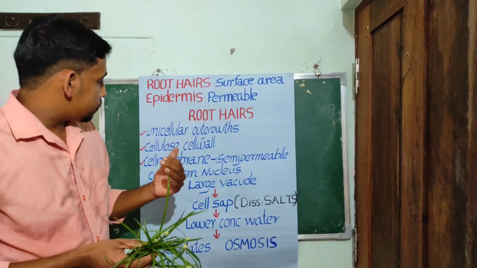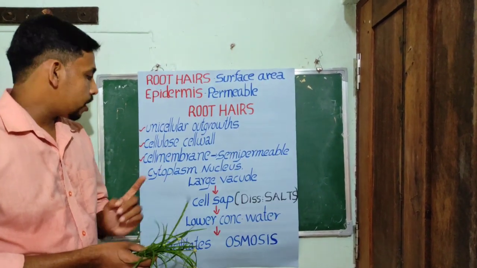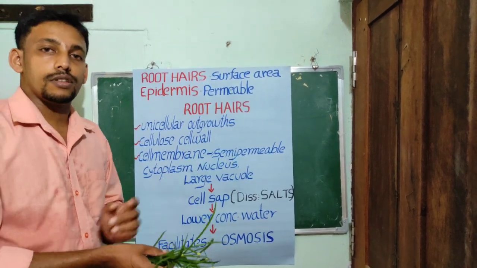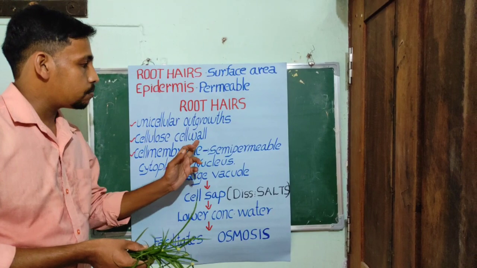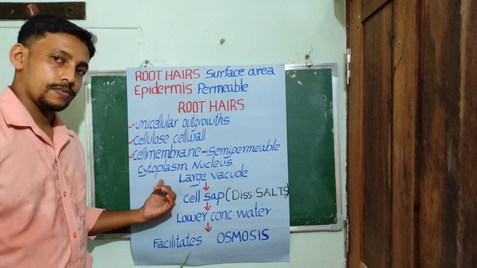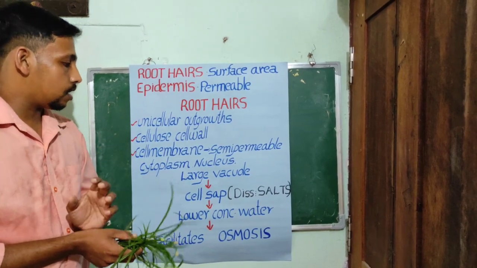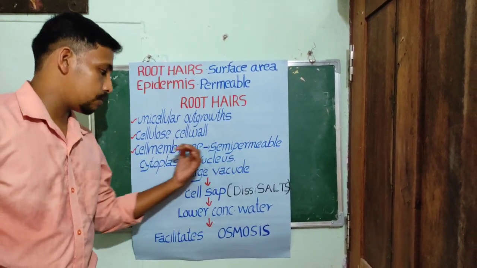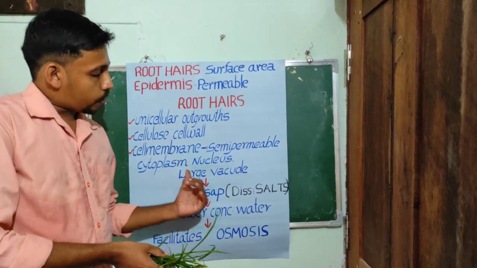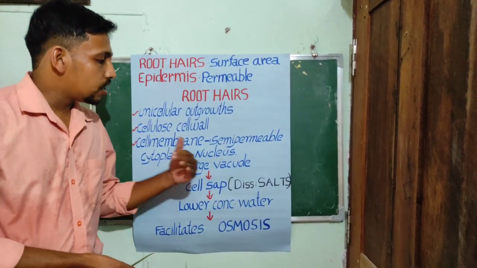And these root hairs have a cell wall made up of cellulose, and they have a cell membrane, which is semi-permeable. The root hairs have a semi-permeable cell membrane, and this cell membrane encloses a cytoplasm. In the cytoplasm we can see the nucleus. Then around the center of the cell, large vacuoles can be seen. The enlarged vacuole of these root hairs consists of the cell sap, which has dissolved salts.